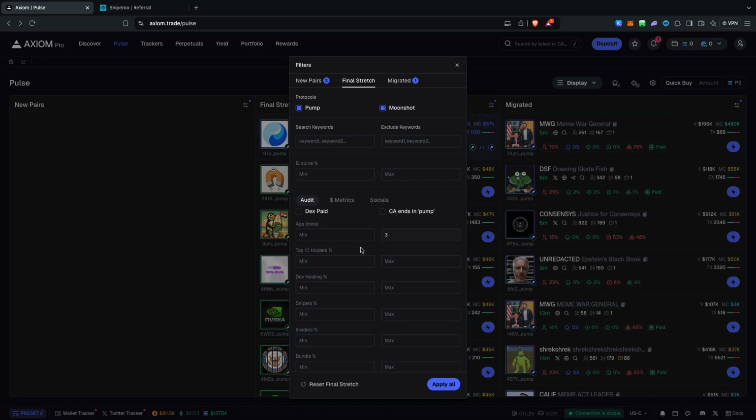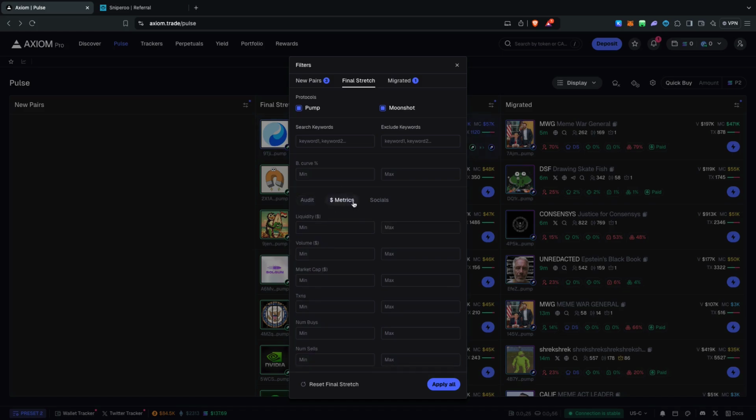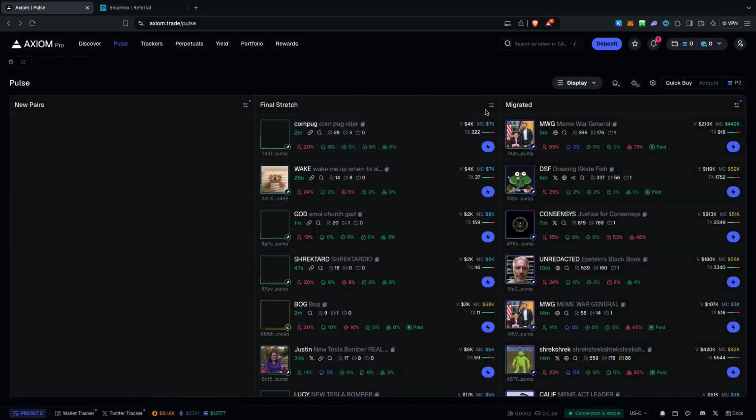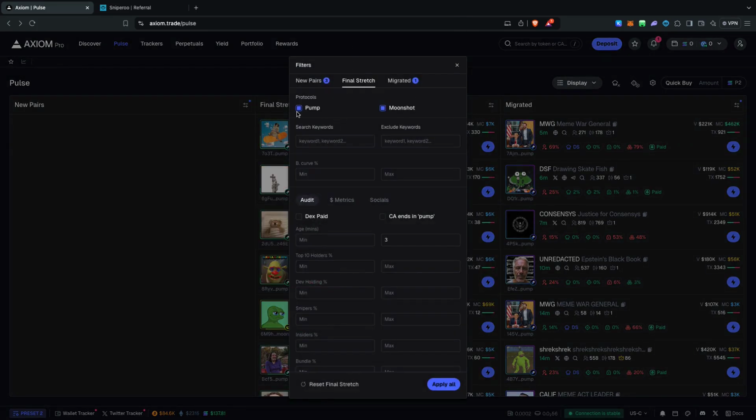When it comes to the audit feature, because here there's audit, there's metrics, and there's socials as well, just configure your age and the minute duration, which is going to be 3 minutes. Now moving on to the next one. You can even save this, apply all, then go back to the final stretch filters, then go to metrics, because metrics is going to be a very important one.